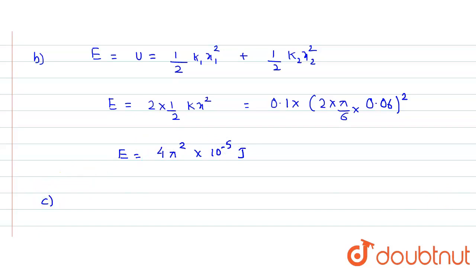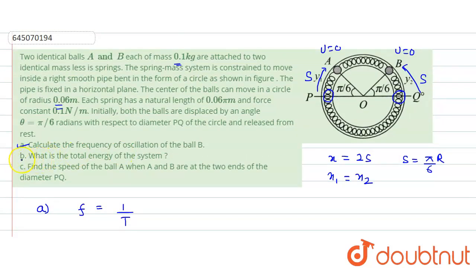Now in the C part, what we need to do? In the C part, we need to find the speed when A and B are at the ends of the diameter PQ. That means when they are coming back to their natural position. Now at this natural position, they would be losing the potential energy which they have gained. Why? Because they are coming to their natural length. So where is the potential energy going? It would be converted into kinetic energy.